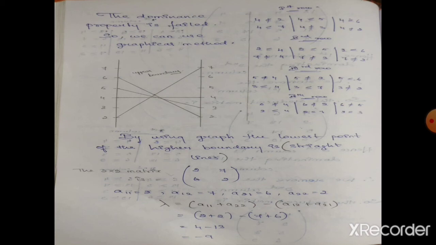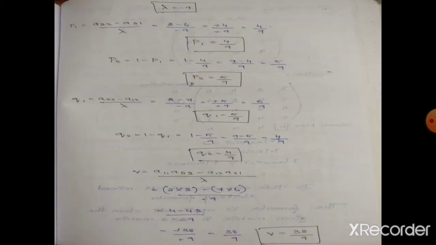Now we have to apply the mixed strategy formula. So A11 value will be 2, A12 value will be 7, A21 is equal to 6, A22 is equal to 2. So lambda is equal to A11 plus A22 minus A12 plus A21. So 2 plus 2 minus of 7 plus 6. So 4 minus 13, that is equal to minus 9. So lambda value will be minus 9.